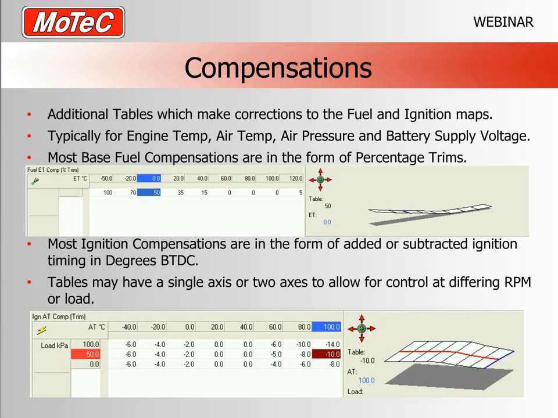Now, there's a question here: are the compensations always for temperature? And the answer is no, they can be for many things. For example, air pressure or battery voltage. We're just using air temperature as an example here. But depending on what it is you're making compensations for, there can be compensations for all sorts of things. Indeed, you can have boost compensations. There are almost unlimited possibilities.